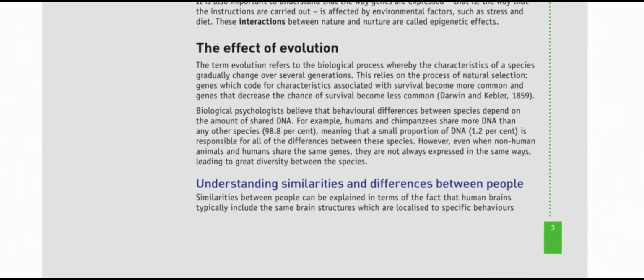Okay. Then we have the effect of evolution. So, evolution refers to the biological process whereby the characteristics of a species gradually change over several generations. This relies on the process of natural selection. Genes which code for characteristics associated with survival become more common, and genes that decrease the chance of survival become less common. Biological psychologists believe that behavioral differences between species depend on the amount of shared DNA, etc. So essentially, evolution is how human beings have been developed over several years and so many generations. How has that led to human beings being developed?